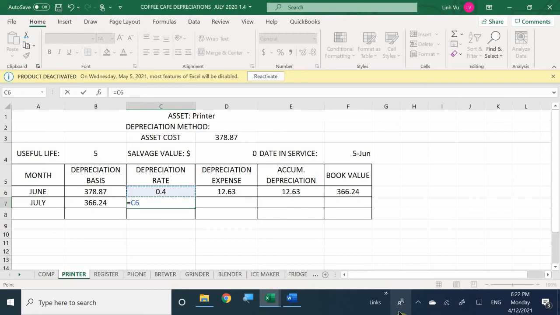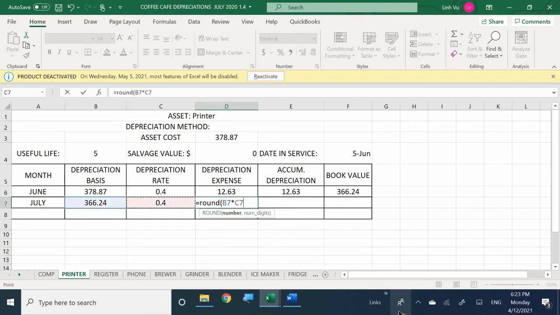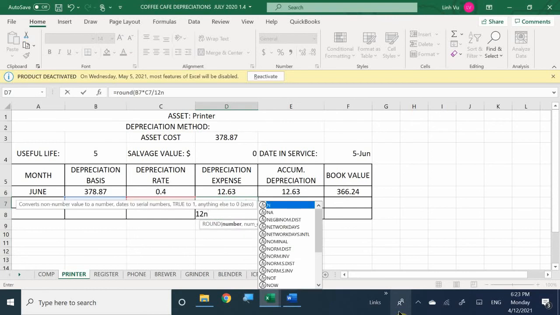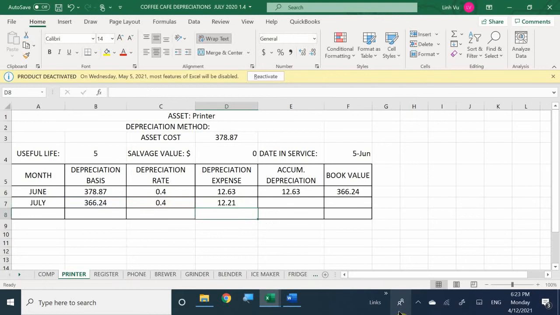So once again, I know it's going to be 1 over the estimated useful life times 2, so 40%. And once again, I'm going to type in my formula, equal round, depreciation basis times rate divided by 12, since we want a monthly expense, and we get a total of 20.21. Boom.